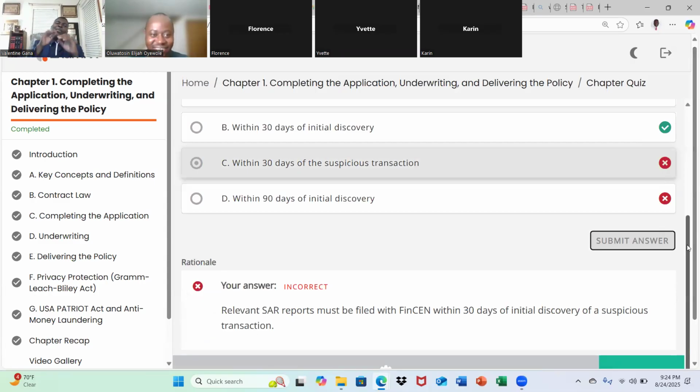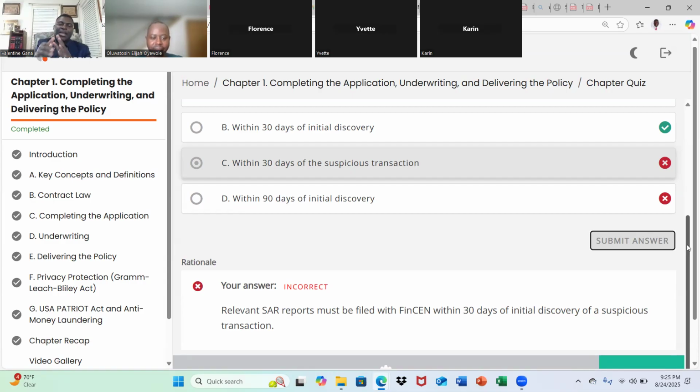Okay, so I got a little mixed up here. When you've noticed the suspicious transaction, you file a complaint with the compliance officer. The compliance officer does an investigation, and then if he finds it credible, he files that report with FinCEN. FinCEN is an organization within the U.S. Department of Treasury.